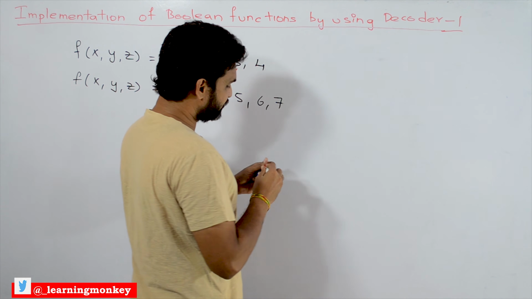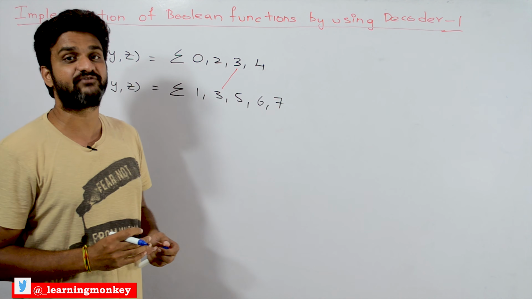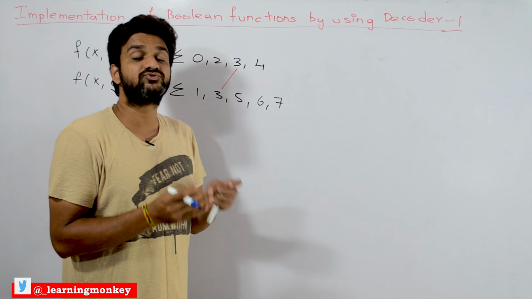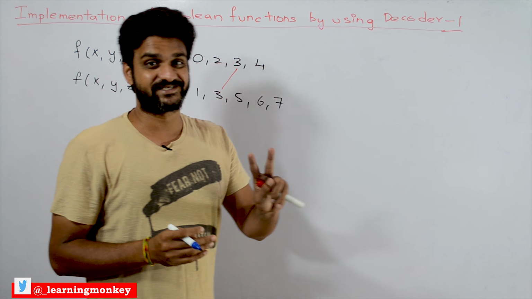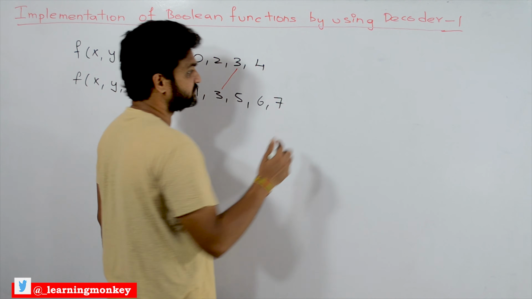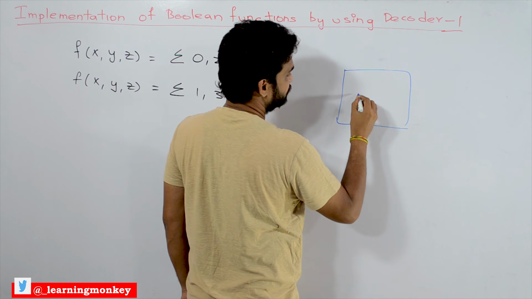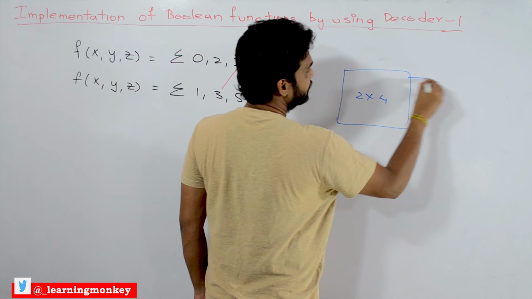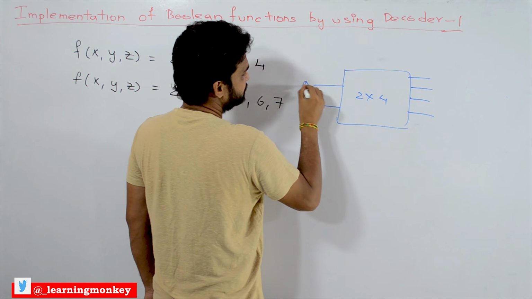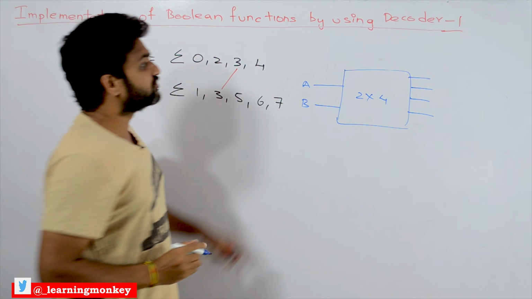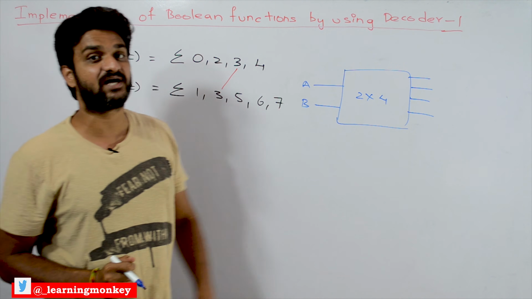So for example, what is the functionality of a half adder? A half adder is a combinational circuit used to add 2 bits. For that implementation we need a 2x4 decoder. This 2x4 decoder has 2 inputs and 4 outputs. For example, if the inputs are A and B, by this 2x4 decoder we can implement the half adder.